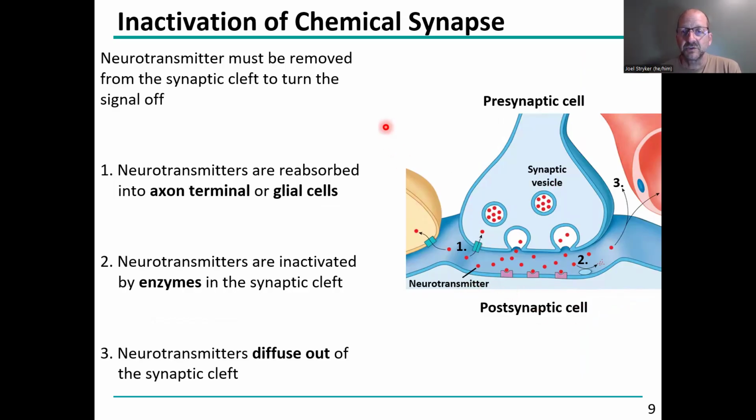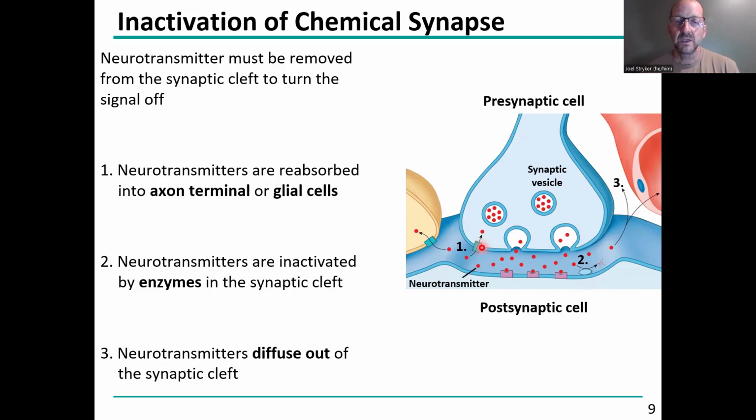Once the signal is transmitted, this whole system needs to reset. And so the neurotransmitter that got released has to get out of there. You have to basically remove it again to get the concentration low enough that the signal turns off. And so there's three ways shown here.